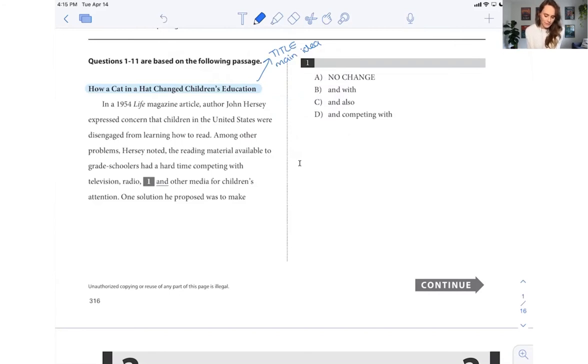In a 1954 Life magazine article, author John Hersey expressed concern that children in the United States were disengaged from learning how to read. Among other problems, Hersey noted the reading material available to grade schoolers had a hard time competing with television, radio, and other media for children's attention. So I see here "and" is underlined. It doesn't look bad to me already because I can see I have items in a series there. So I'm just going to zoom in on that little piece of information and it looks okay, but I'm still going to check all my answer choices.